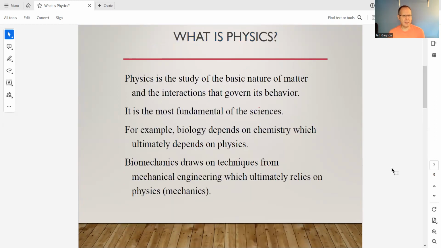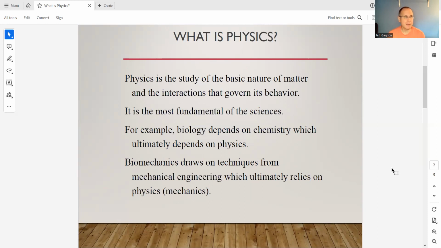Okay, so what is physics in general? Physics is the study of the basic nature of matter and the interactions that govern its behavior. It's really the most fundamental of sciences, although some people will argue mathematics is, but in terms of science in general, physics is considered to be the most fundamental. For example, when you study biology, it depends a lot on chemistry, right? You need to know chemistry to do biology. Well, in turn, chemistry depends on physics. So ultimately, physics is sort of the ground. It's the fundamental science on which everything else depends.